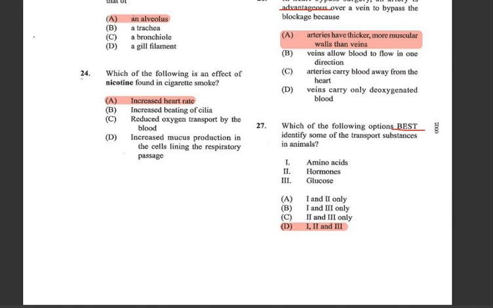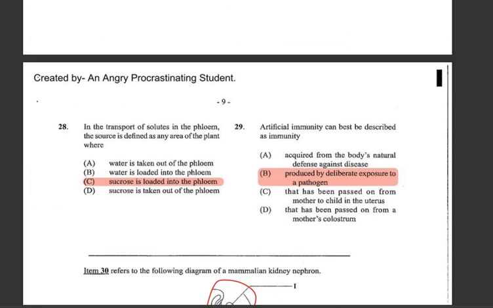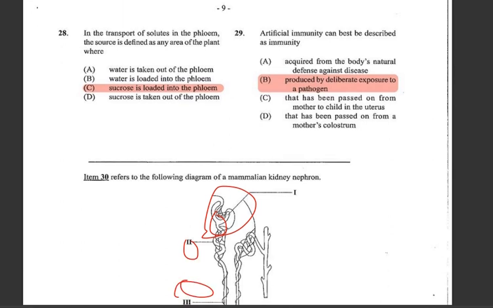Alright, good. Number 27, which of the following best identifies some of the transport substances in animals? So they are talking about the best. Where we have transport substances, we normally have amino acids, hormones, and glucose. So we select all of these. And just to remind you guys, Paper 1 questions are normally repeated, so please pay keen attention to the questions and the answers. Read carefully.